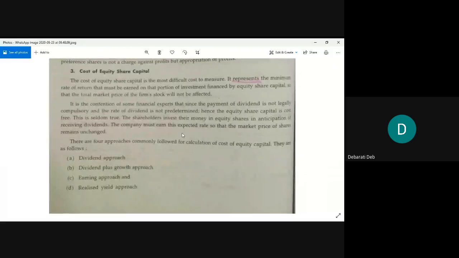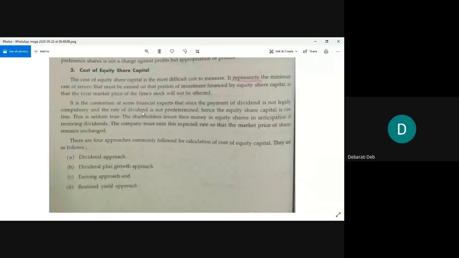All right, now see our next topic is cost of equity share capital. So two we have done. Yesterday I told you that four types of capital are there whose cost we will calculate in this chapter. So we started with cost of debt, then we did cost of preference share capital. Now we are doing cost of equity share capital.